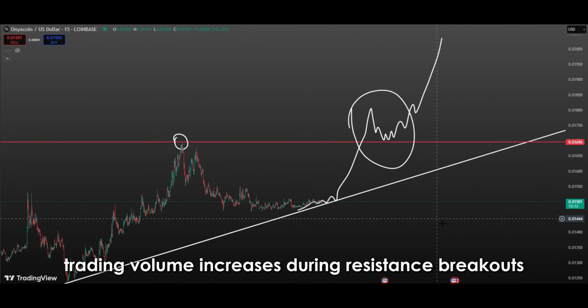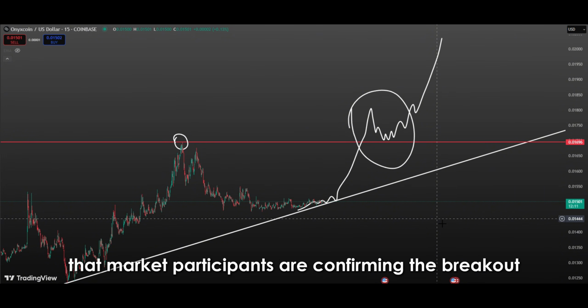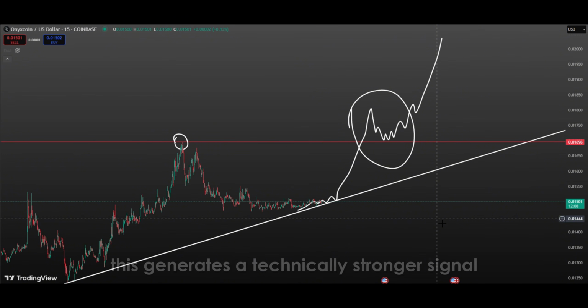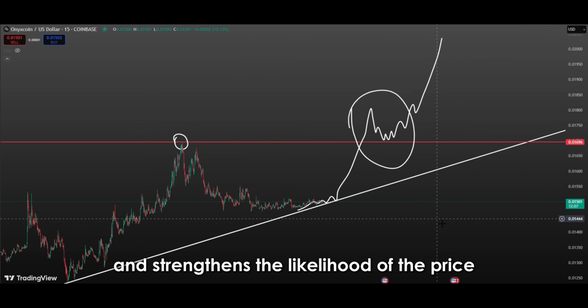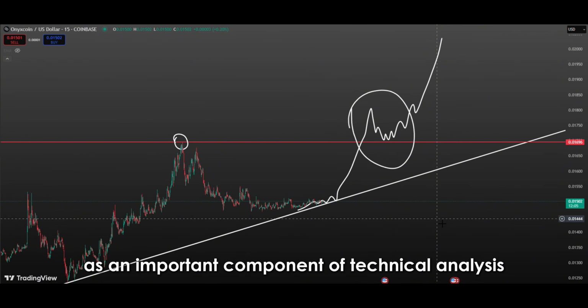Usually, trading volume increases during resistance breakouts. This increased volume indicates that market participants are confirming the breakout. If a significant increase in volume is observed during this possible breakout, this generates a technically stronger signal and strengthens the likelihood of the price continuing its upward movement. At this point, volume supports price action as an important component of technical analysis.